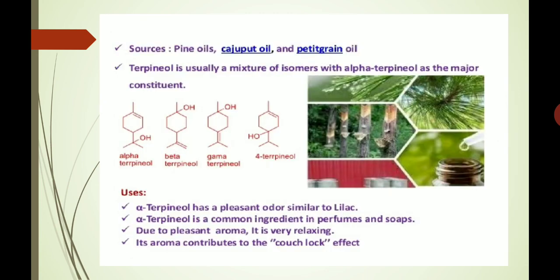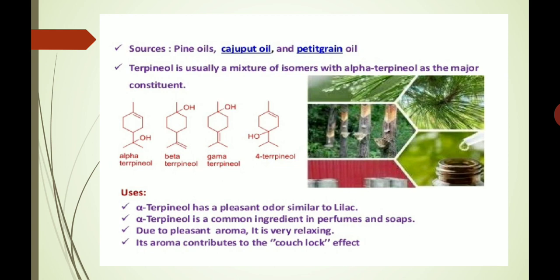Its sources are pine oils, cajuput oil and petitgrain oil. Terpineol is usually a mixture of isomers with alpha terpineol as the major constituent. So it is a mixture of various isomers like alpha terpineol, which is the major isomer, beta terpineol, gamma terpineol and 4-terpineol. Alpha terpineol has a pleasant odor similar to lilac.